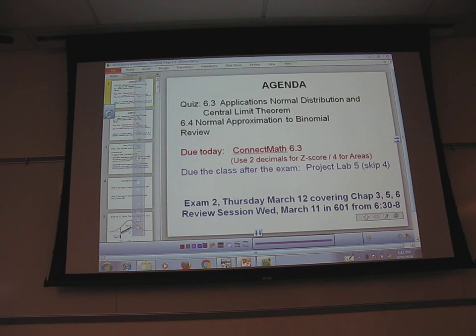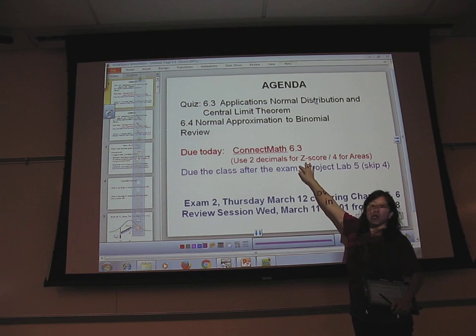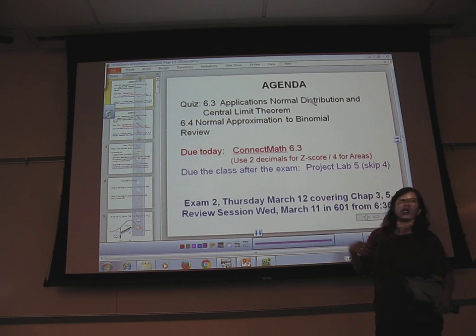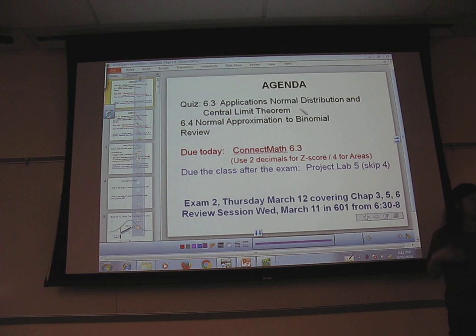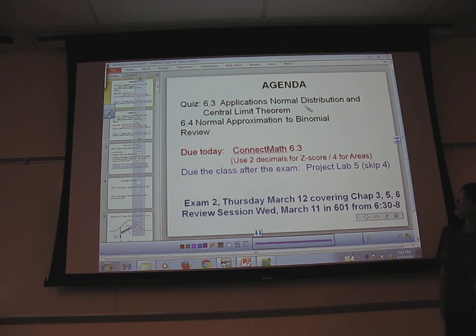Do not forget, for the z-scores, you can only use 2 decimal places. If you use more than 2 decimal places, you're going to get a wrong answer, and you're not going to know why, right? Because the program believes you're using a table which only has 2 decimal places. And you're only going to use 4 for your area, so make sure you do that when you do these problems.